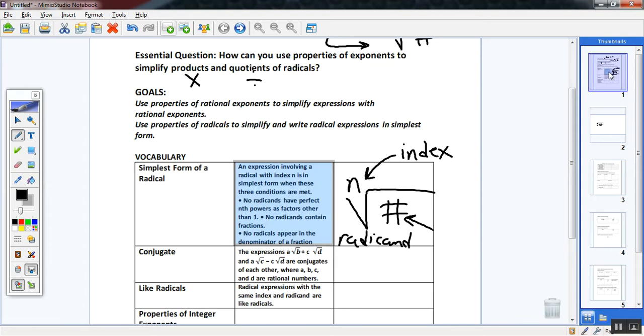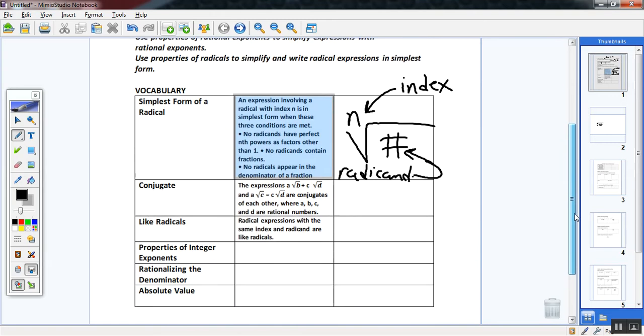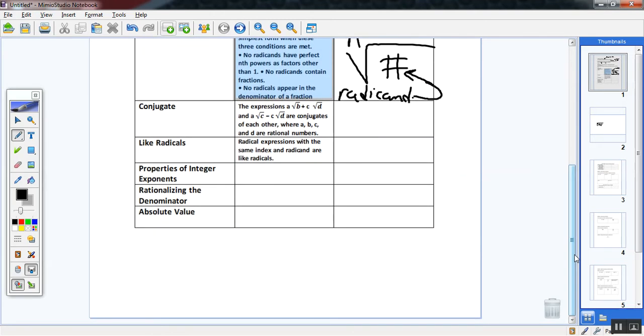So the radicand is simply that number or that expression underneath there. All right? Simplest radical form. I'll talk about meeting those three conditions that we just discussed in a second, and in terms of what it means to be in simplest form.